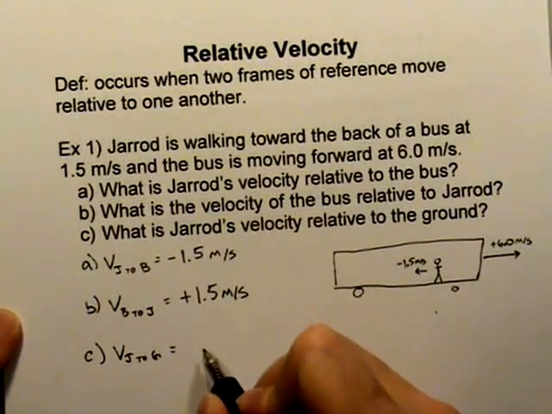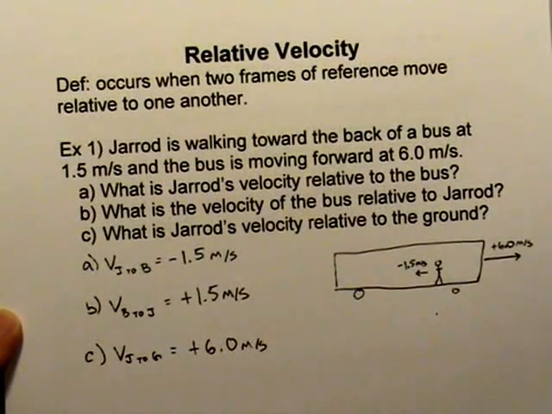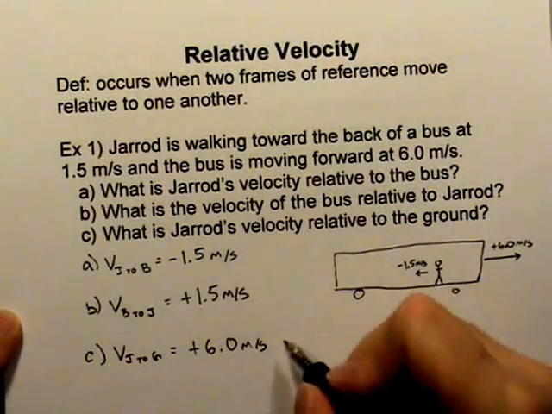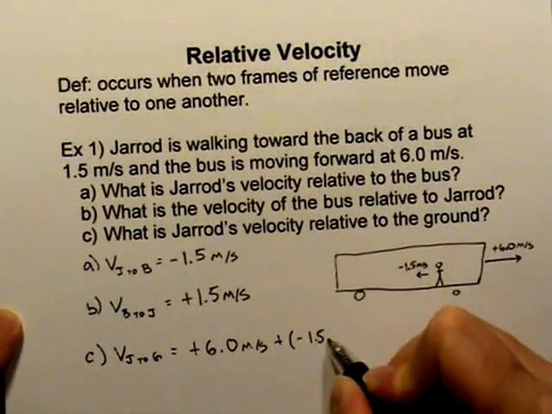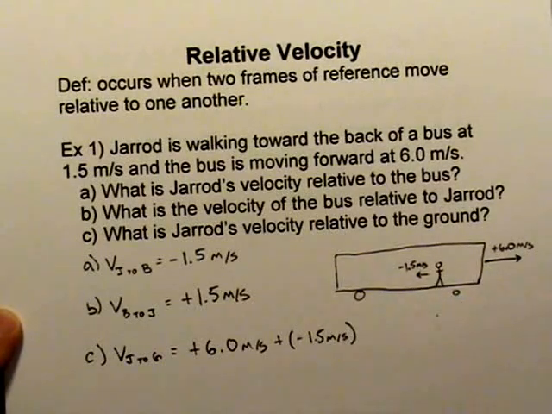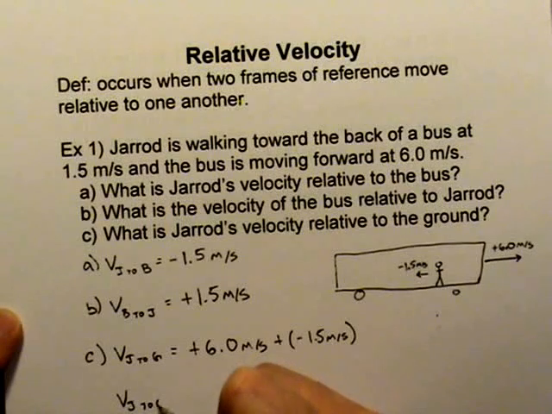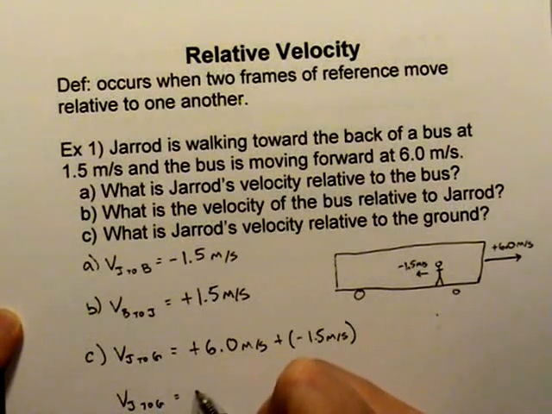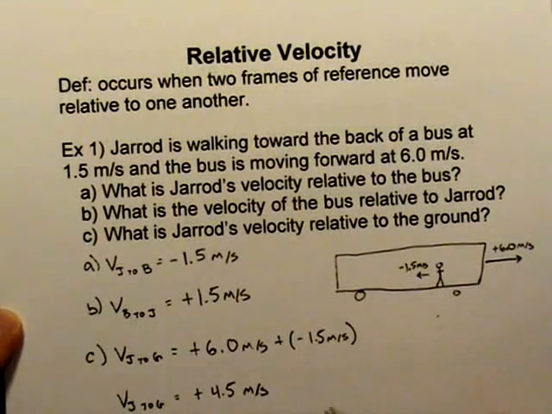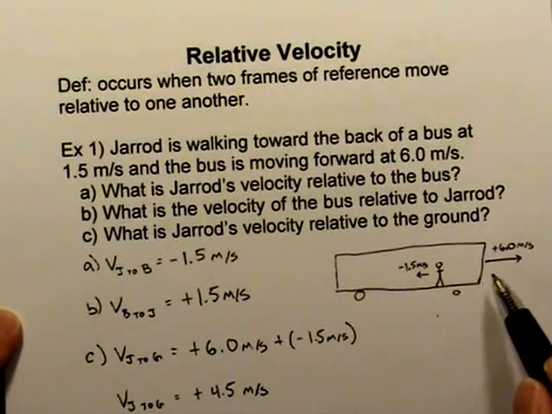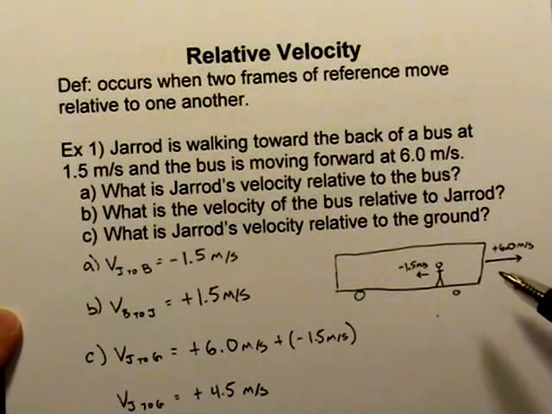In this situation, we want to take into consideration the bus's velocity of 6 meters per second, but Jared is moving in the opposite direction, so we would add his negative 1.5 meters per second to end up with a final velocity relative to the ground for Jared of positive 4.5 meters per second. He's still moving forward, but at a slower rate than the overall velocity of the bus. And I think that probably should make sense to you.